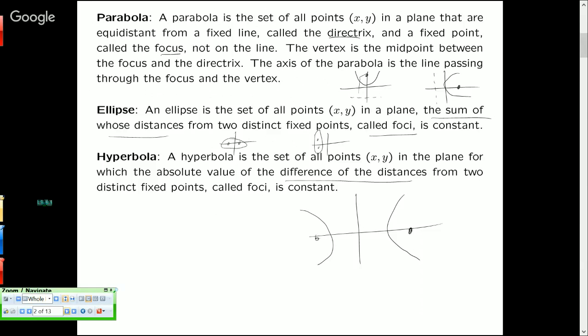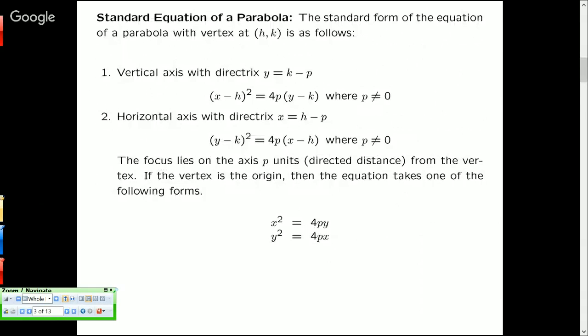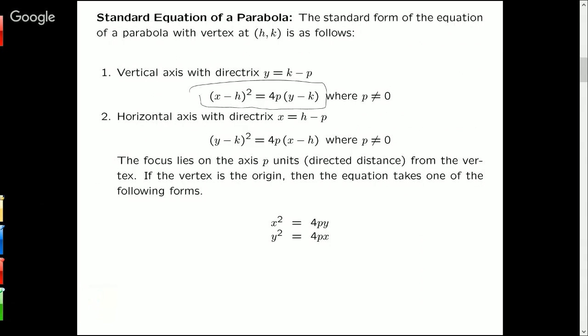Okay, so what do these equations look like? We're going to go through 10.2 first, the standard equation of a parabola. Parabolas look like (x minus h) squared equals 4p times (y minus k). All you need to know is that the vertex of your parabola is the point (h, k). And this one is going to have a vertical axis, which means this opens vertically.